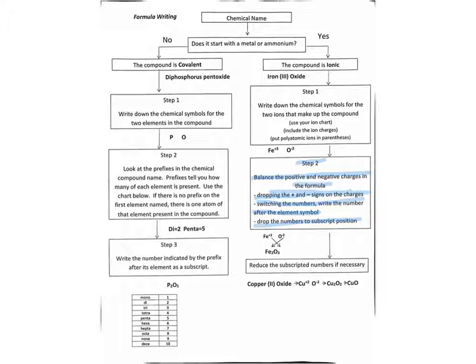I like to use drop and swap. Other teachers call it drop and flop, or crisscross. There's a bunch of different names for it. But here's an example of what it's going to look like, right down here at the bottom. In this example, iron has a charge of +3, oxygen's a -2. We're getting rid of the charges, and then we're just swapping those numbers, and that tells us what our formula is going to be. And then we want to reduce those numbers if necessary. Obviously, in examples 2 and 3, we can't reduce that.